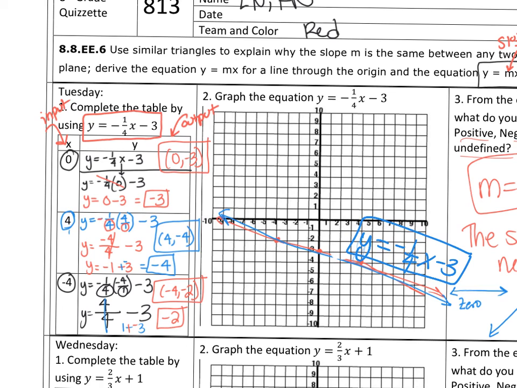And then you can check your slope. Your slope is negative 1/4. Now let's count. How many did I go up and over to get to my next point? And that's 1, negative 4. That matches. My slope would be negative 1/4. Done.